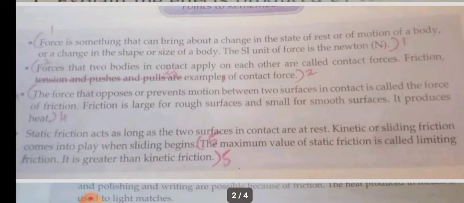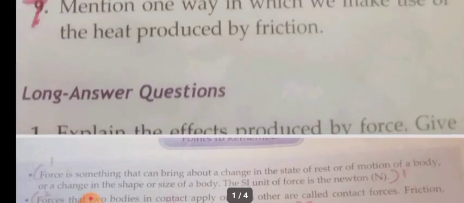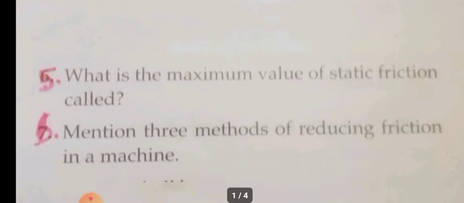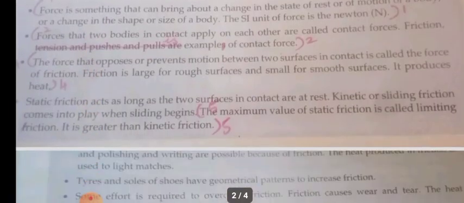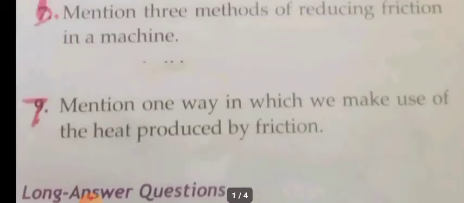So friction is high in the case of rough surfaces, and less in the case of smooth surfaces. It produces heat. Friction is also able to produce heat. Is it clear? Yes. The next question. What is the maximum value of static friction called? The maximum value of static friction is called limiting friction, and it is greater than the kinetic friction.